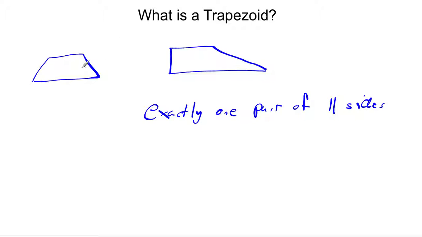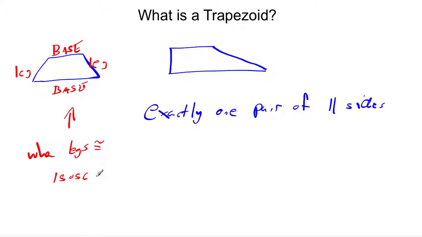These parallel sides are called the bases. So we got the base and the base. And then the non-parallel sides we call the legs. When the legs are congruent, then this is called an isosceles triangle. Not isosceles triangle. What am I saying? Isosceles trapezoid. It's just an isosceles triangle that lost its little hat. So it's an isosceles trapezoid.